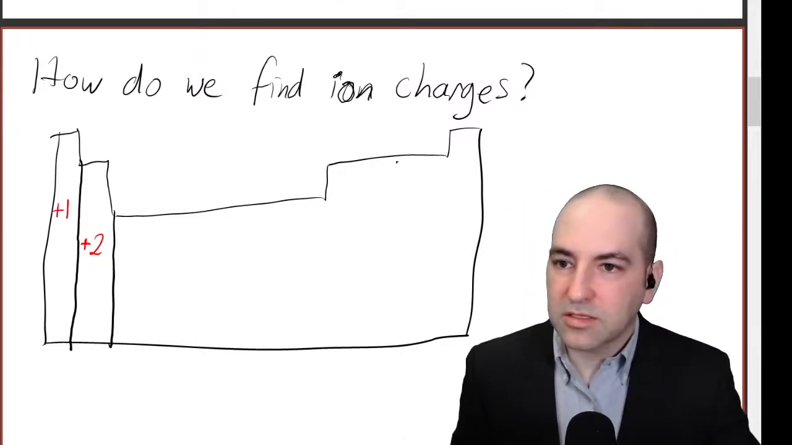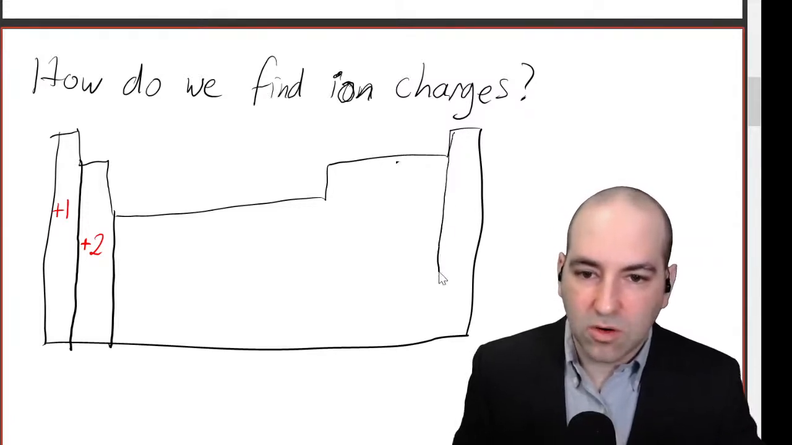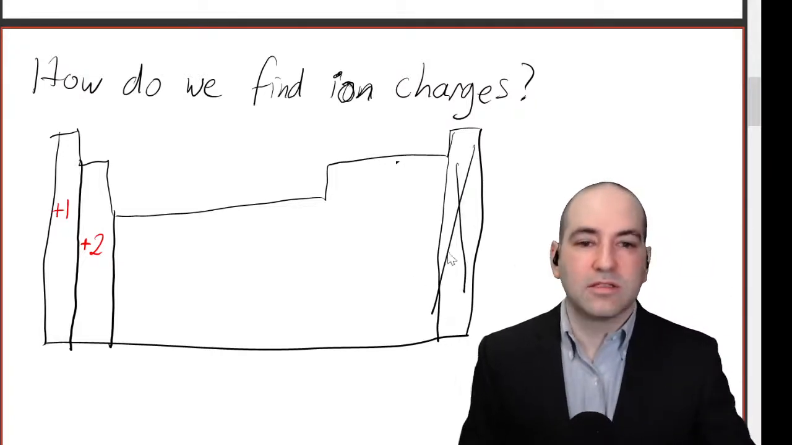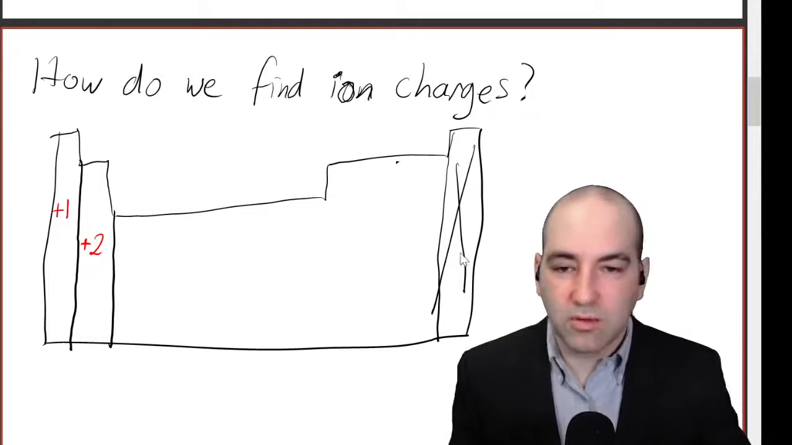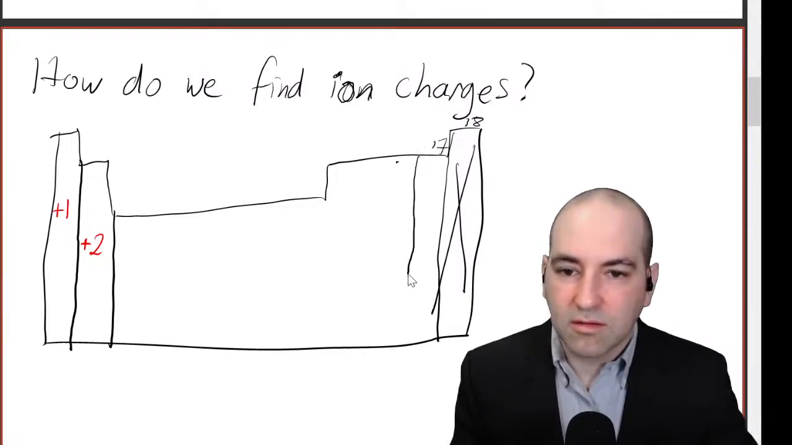So we've got the far right column we can actually ignore because we don't make ions. Those atoms don't make ions. So that would be over in column 8, the noble gases. Actually, we'll say it's 18. Then we've got 17 and 16.